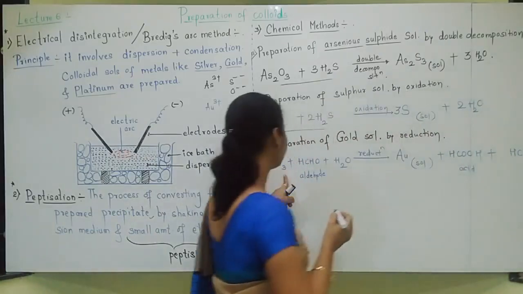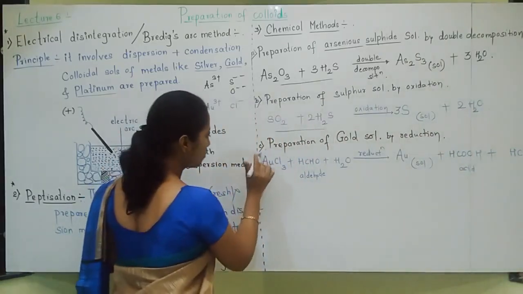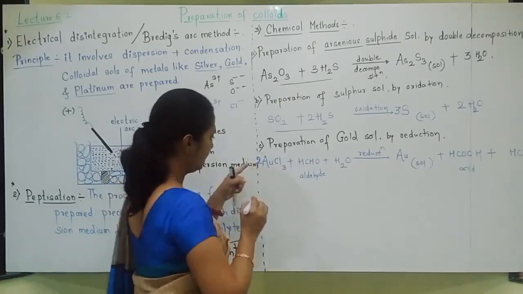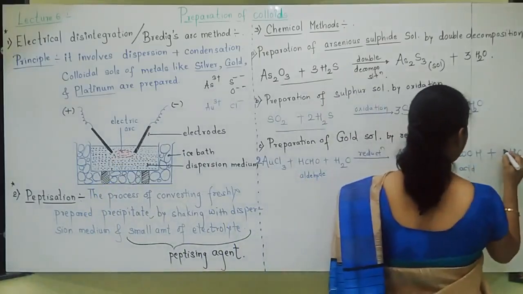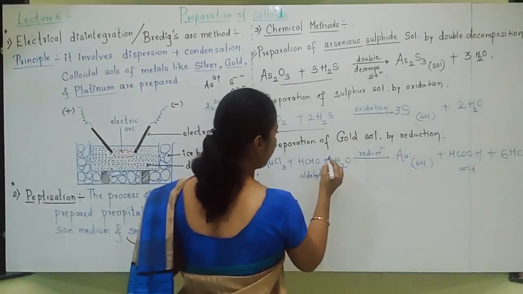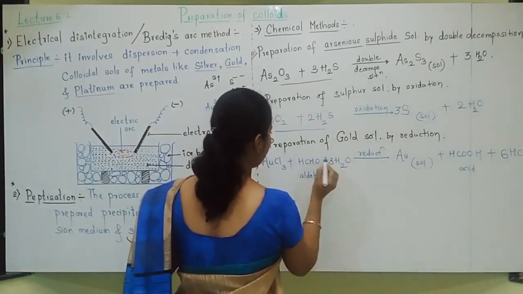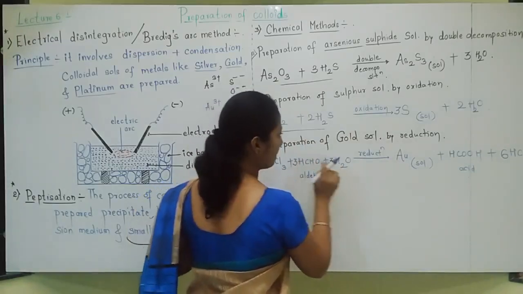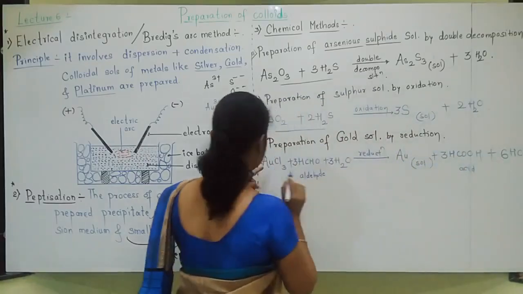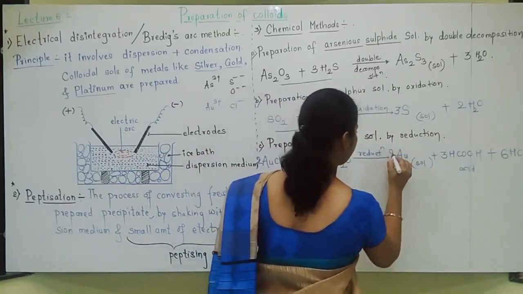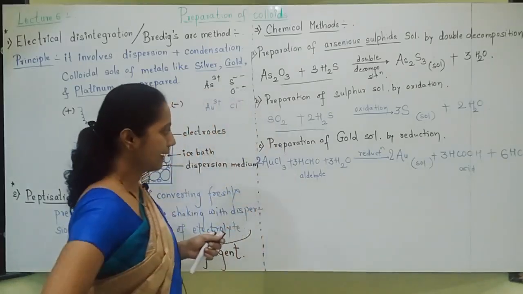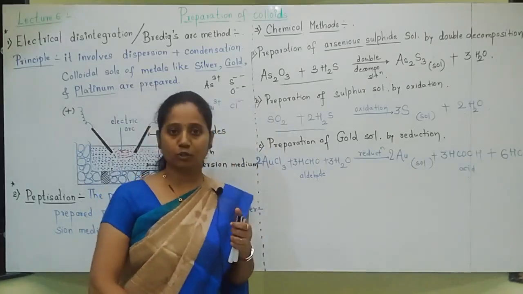Now students, how many? So here I should take 2, 6 Cl. So I must take 3 acids will form. Balancing, 2 Au will form. Okay, like this, a very well balanced equation, you should practice. So this is how gold sol is prepared.